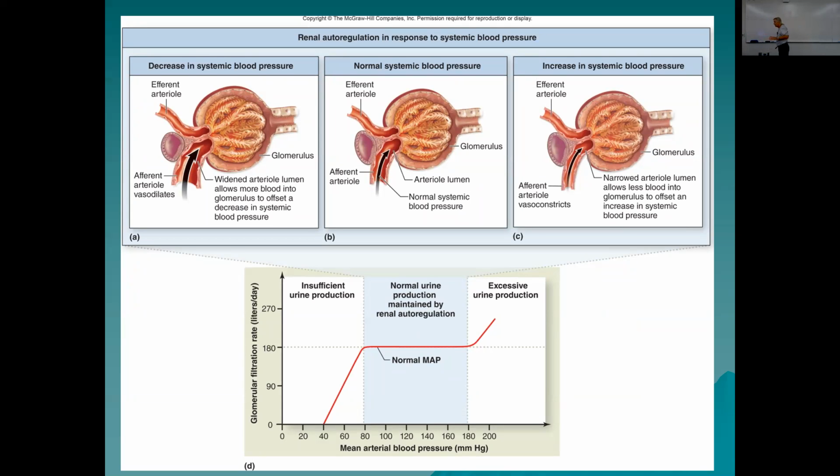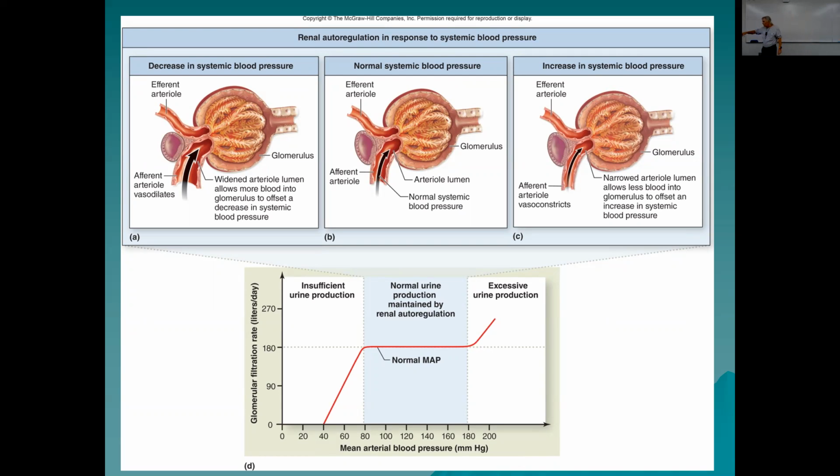Okay, so at the bottom, here's what you want to do. Normal urine production is maintained by renal autoregulation. So normal mean arterial pressure, but pressure can go all the way from 80 to 180. And over all these different blood pressures, you want to maintain GFR constant. No matter how blood pressure changes, you want to maintain GFR.